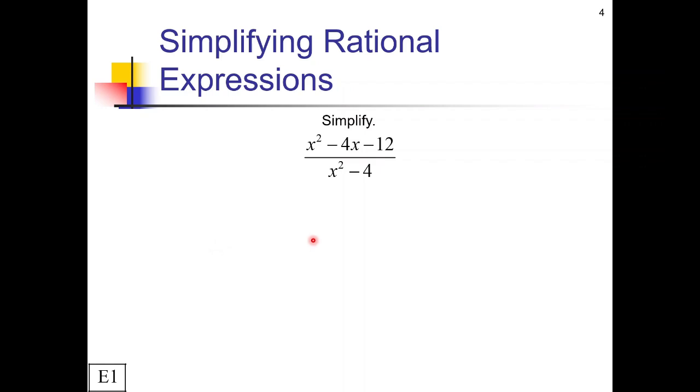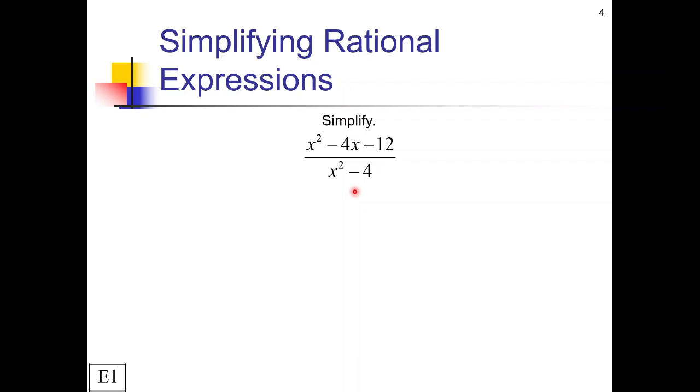Now that we've had a little discussion about when we're allowed to cancel and when we are not, let's see if we can use that to help us simplify this expression. So simplify again means one fraction. We can check that off. We've got a single fraction. And also no common factors.